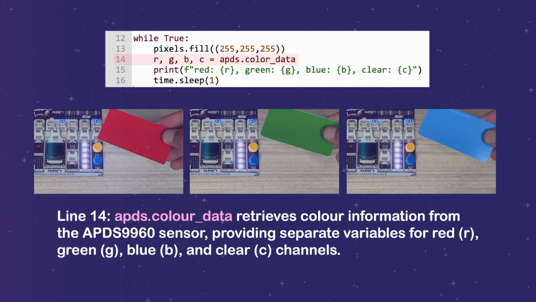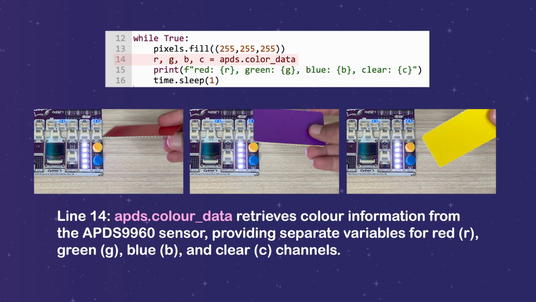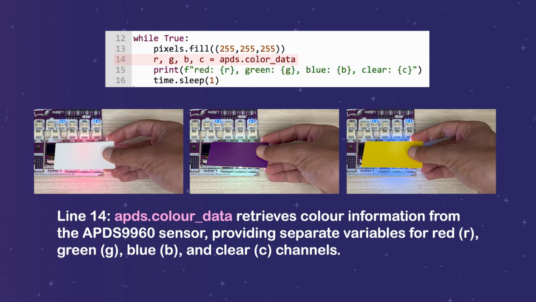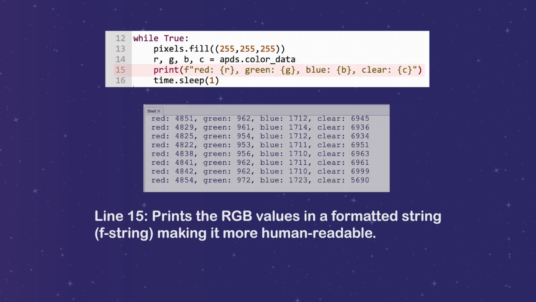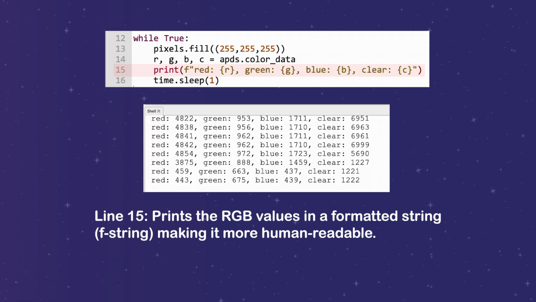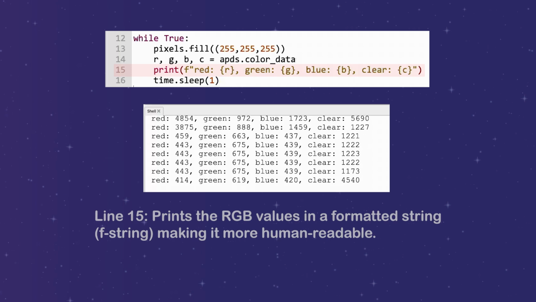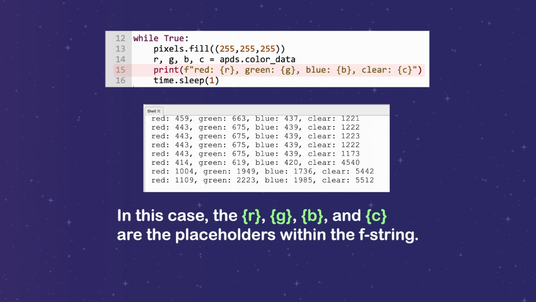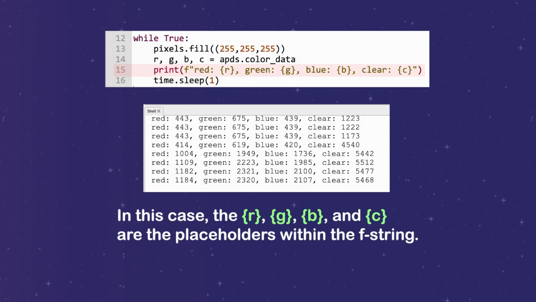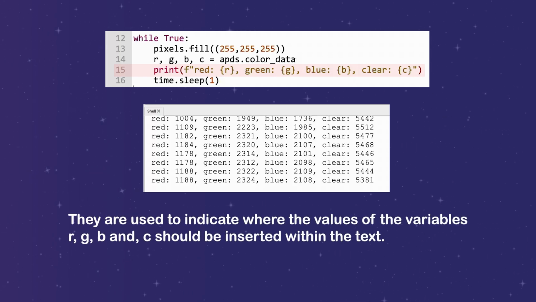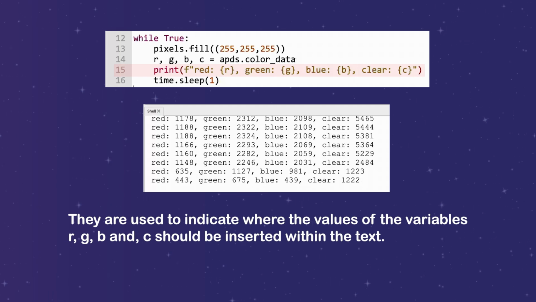Line 14, APDS color data retrieves color information from the APDS sensor, providing separate variables for red, green, blue, and clear channels. Line 15 prints the RGB values in a formatted string, making it more human-readable. In this case, the R, G, B, and C are the placeholders within the F string. They are used to indicate where the values of the variables R, G, B, and C should be inserted within the text.